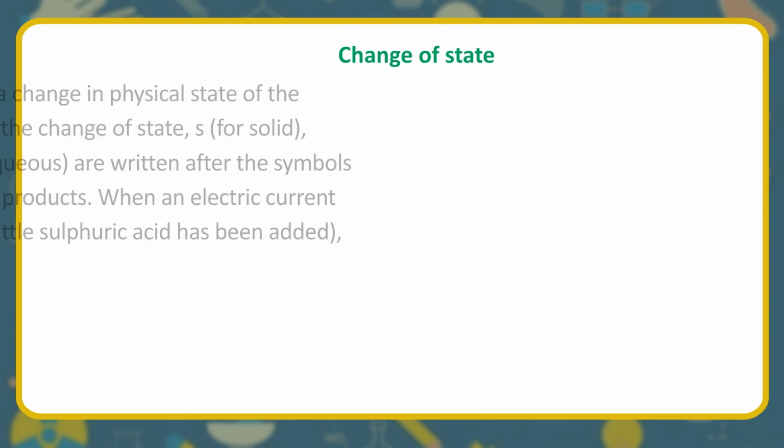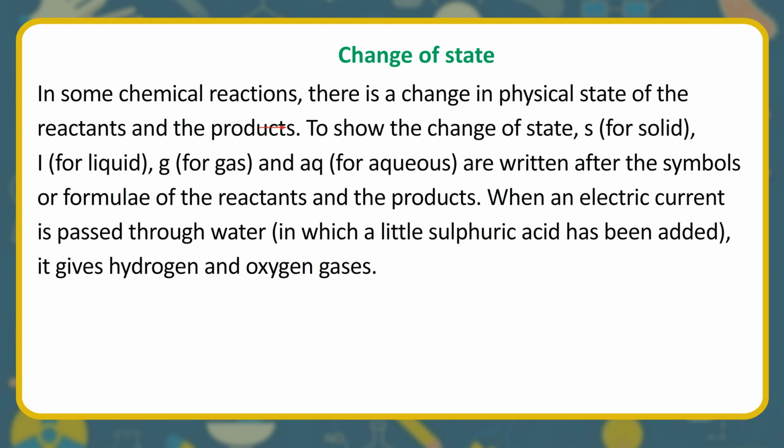Change of state. In some chemical reactions, there is a change in physical state of the reactants and the products. To show the change of state, s for solid, l for liquid, g for gas, and aq for aqueous, are written after the symbols or formulae of the reactants and the products.